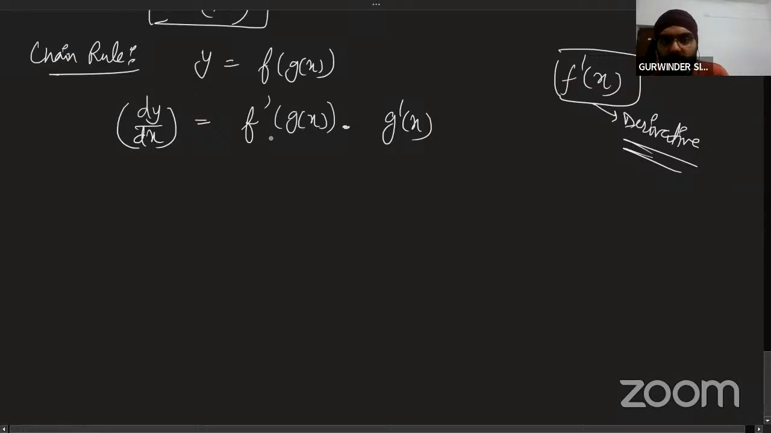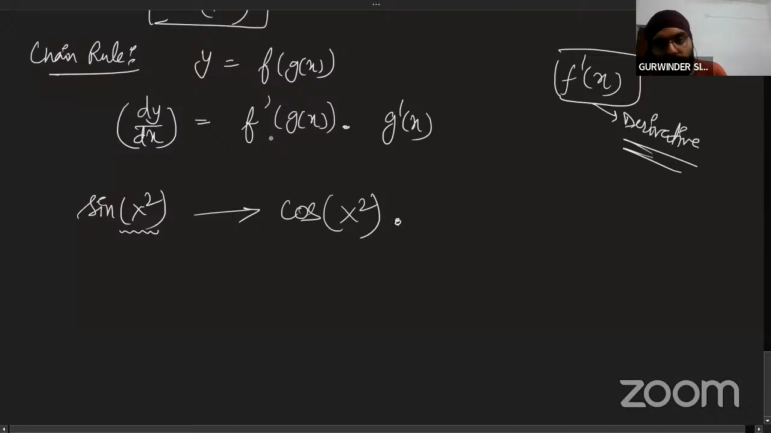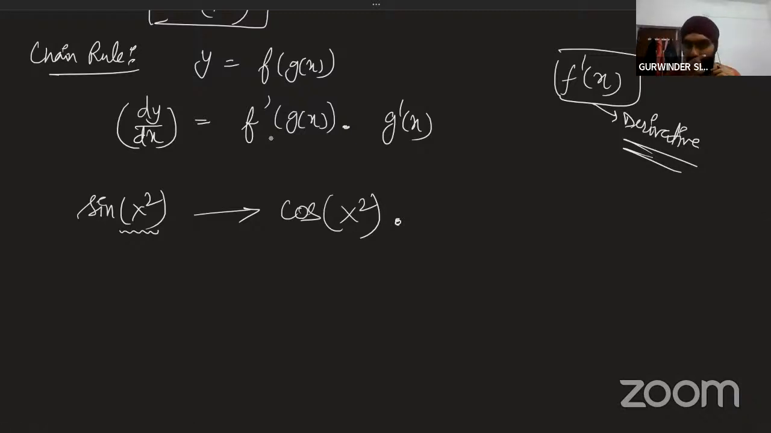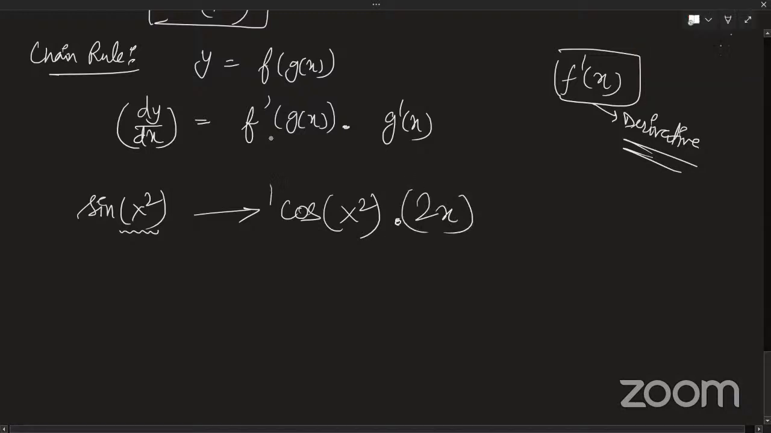So what it is saying is you keep all the inside part of the function same. Like for example, I have sine of x squared. So it is saying you keep this part same. You just look at the outside part and differentiate it. So what was the differentiation of sine? It was cos. So cos, keep the inside part same, multiplied by the derivative of the inside part. So what is the derivative of x square? Tell me. 2x. Yes. So this is how chain rule works.